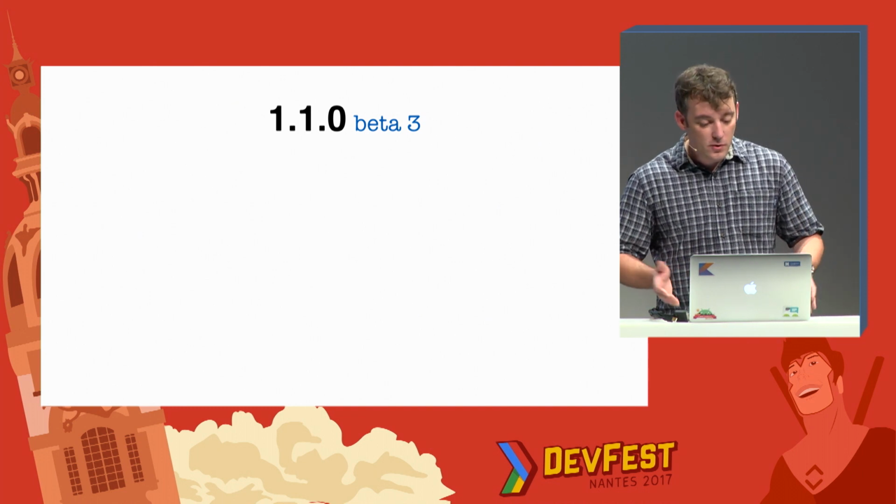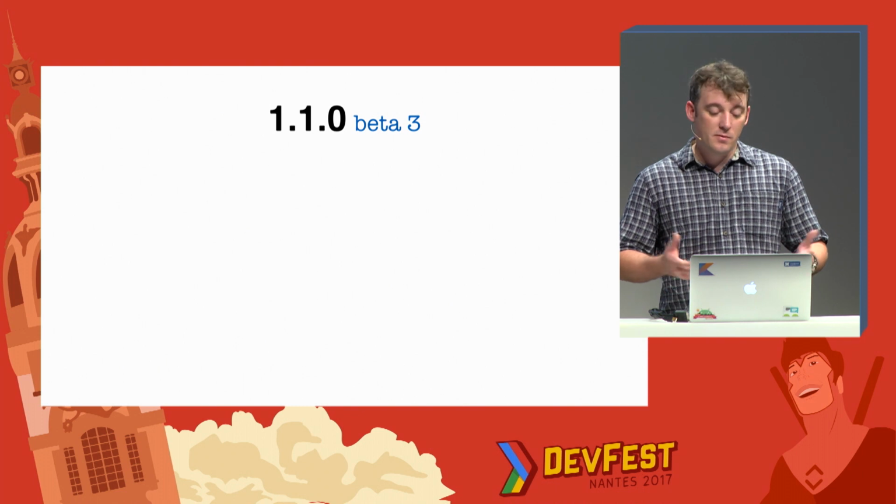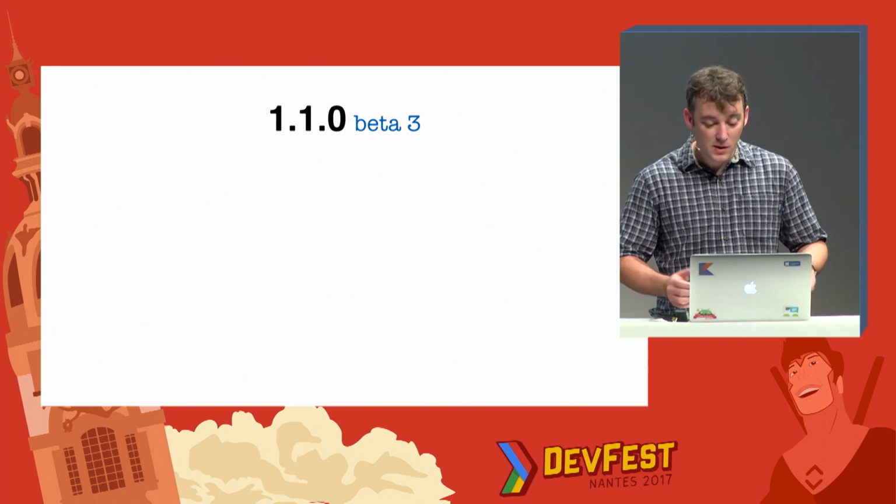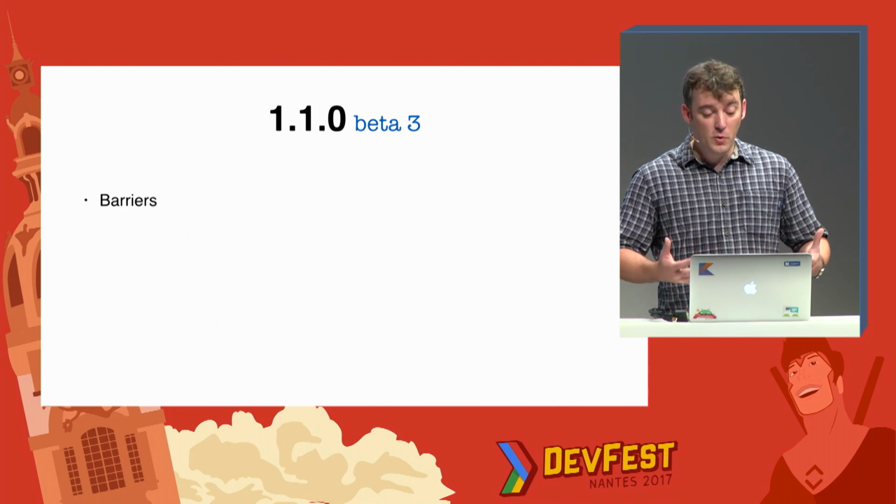Just before I/O, we announced 1.1 beta 1. We are now at beta 3, which we shipped last week. What do we have in 1.1?